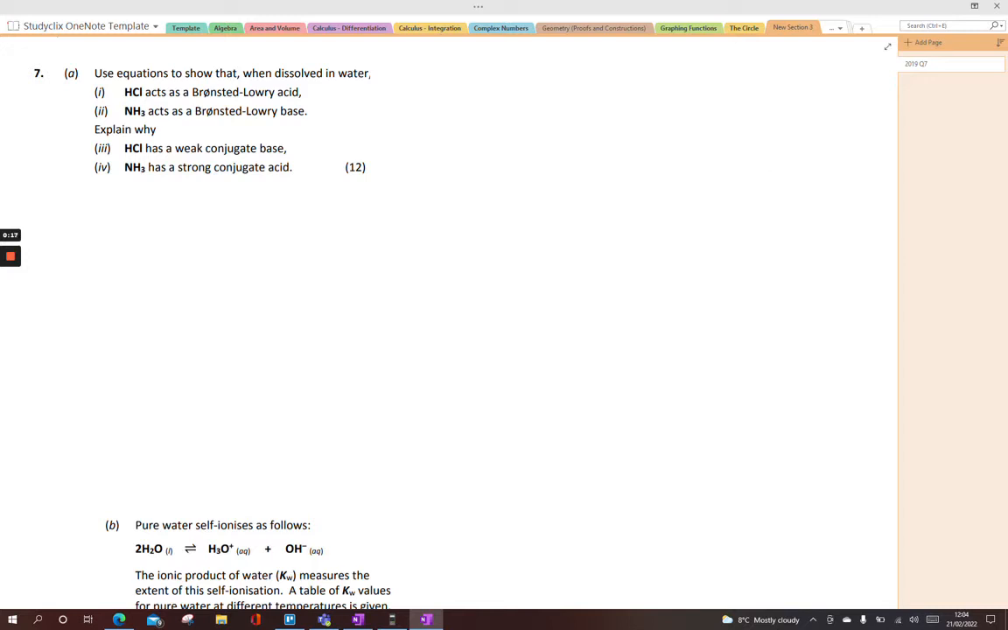So the first thing here, use equations to show that when dissolved in water, HCl acts as a Bronsted-Lowry acid. Now once we see a Bronsted-Lowry acid, we're thinking there it's a proton donor. So I've got my HCl, dissolving it in water. It's a proton donor, hydrochloric acid, so it's giving away a H+. And what we're left with then is Cl- and H3O+ as my products, my hydronium ion.